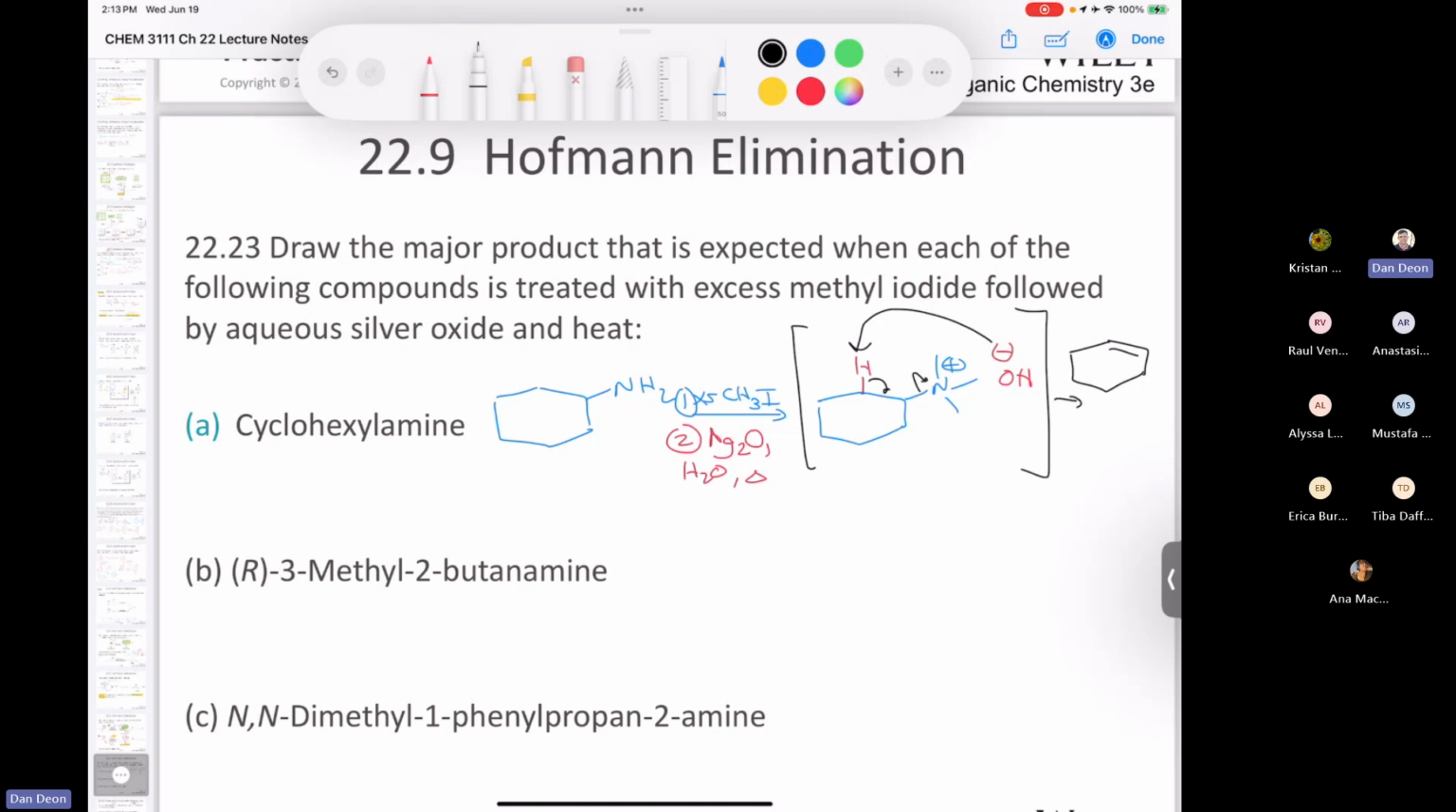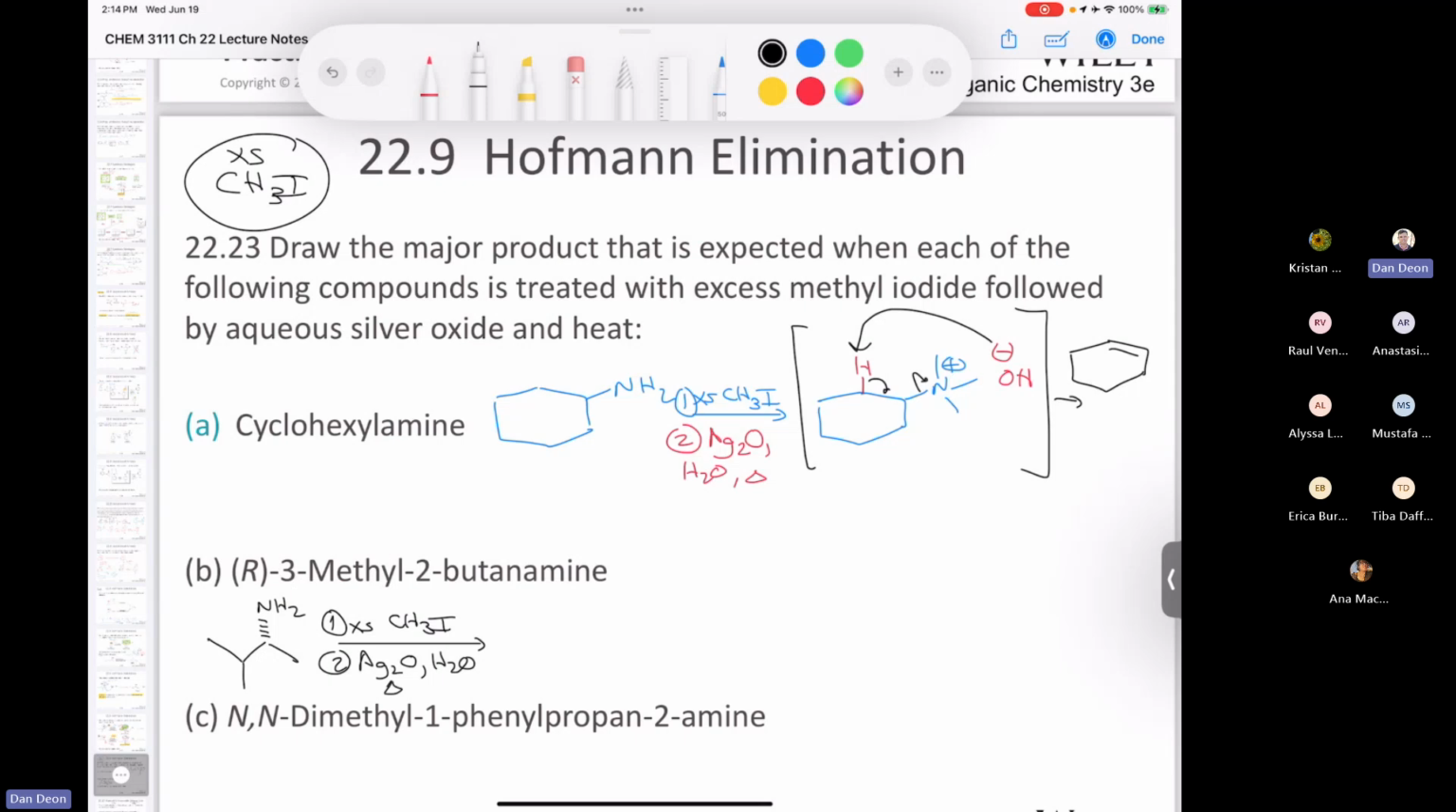But anyhow, the next one, if we wanted to do R-3-methyl-2-butanamine, so if we draw R-3-methyl-2-butanamine, I always draw it with a dash and then just check it. So 1, 2, 3. Yep, so that's the right compound. So here, let's just do it a little bit simpler this time. We'll write down step 1 is excess iodomethane. And if you're wondering, do we always use excess iodomethane? Yes, that's what we always use in step 1. And then in step 2, we use silver oxide, water, and we heat that up.